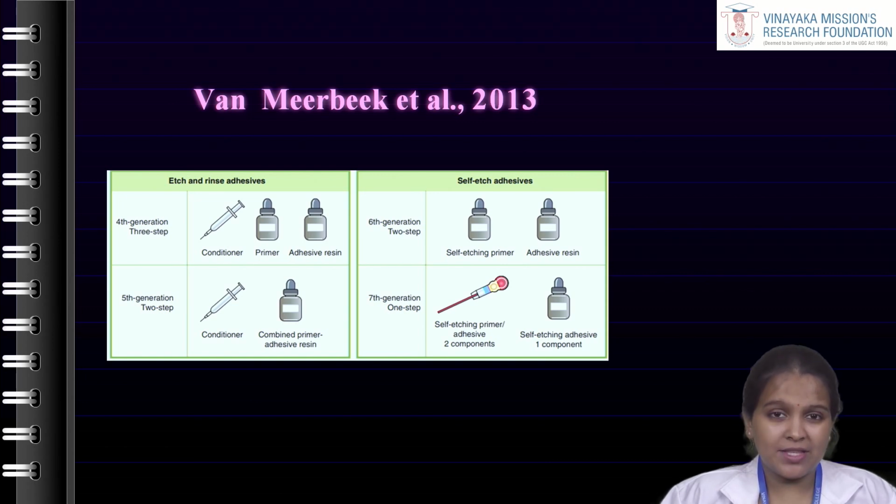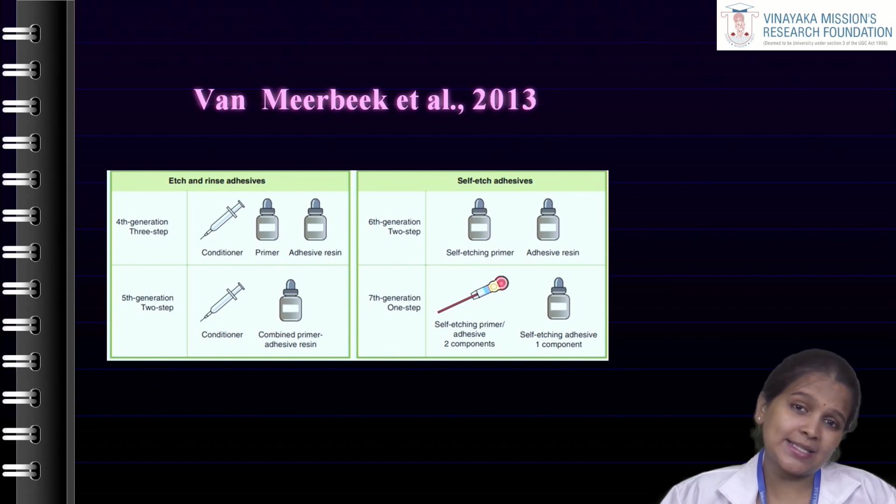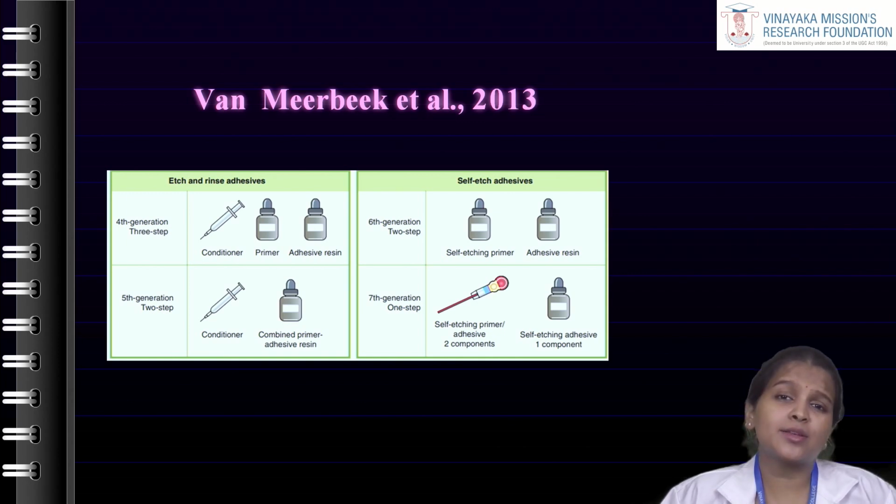When it comes to the 6th and 7th generation, they constitute self-etch adhesives. In the 6th and 7th generation, there is no separate etching step. In the 6th generation, it is a 2-bottle system where etchant and primer are combined. As I told earlier, in a self-etch primer, the acidic monomer is incorporated in the normal primer, and the adhesive resin is used as a separate step. In the 7th generation, it is a 1-step technique where all 3 components are present in a single bottle. The 6th and 7th generations are more useful for bonding to dentin, when self-etch adhesives are used.